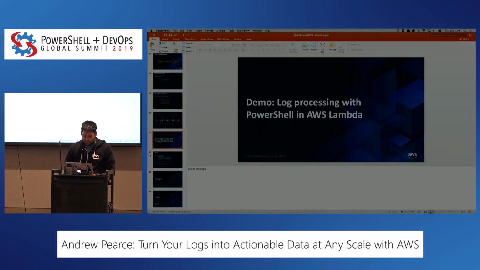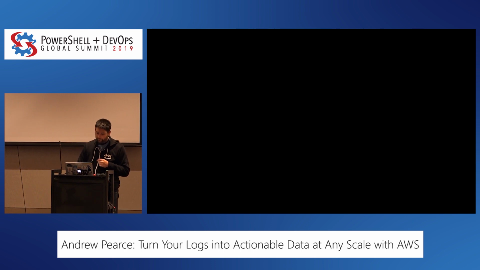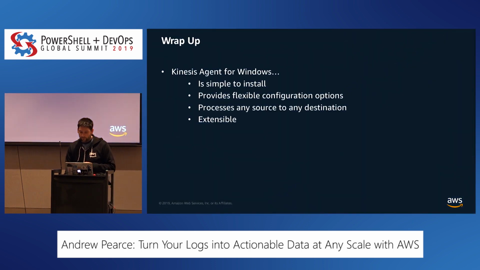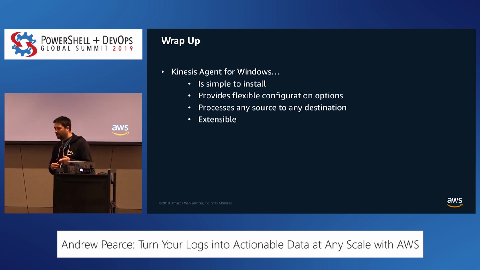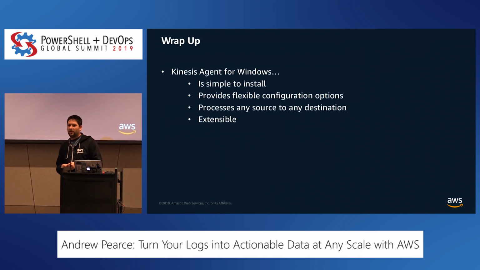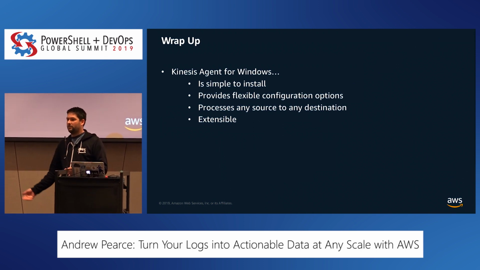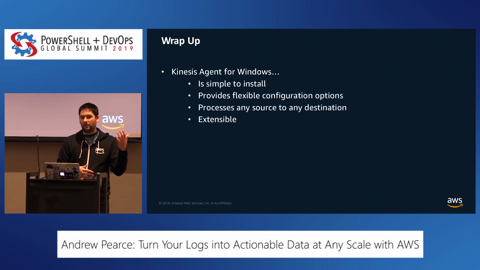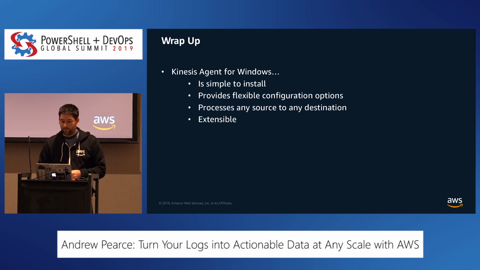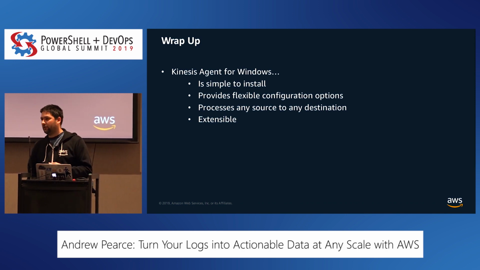So let's go back to the slides and kind of wrap up. So to wrap up, the agent's very simple to install. It's a PowerShell script, download it, run it, or as I said, there's a beta MSI already available. So in the coming weeks, the MSI will move to our production bucket, and you'll have access to an MSI for installing as well.